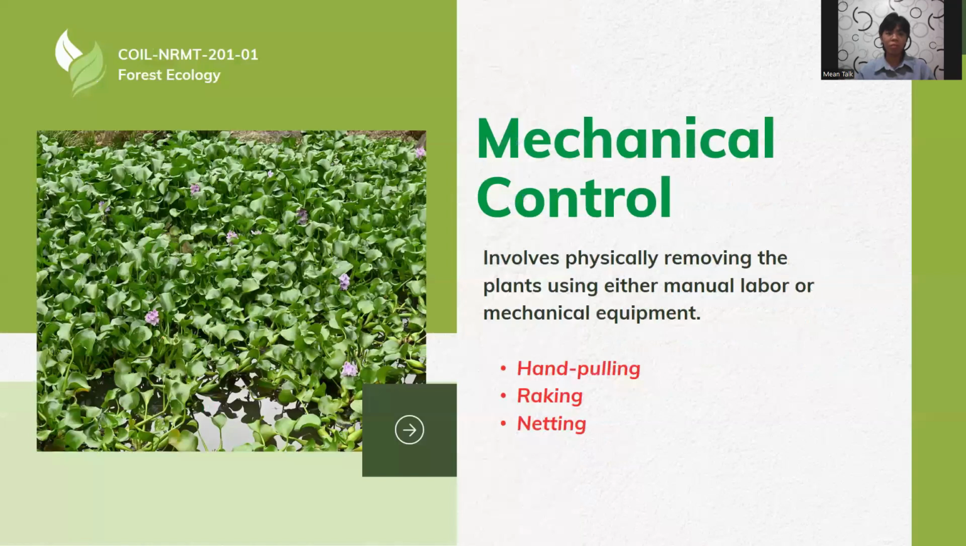So first we have the mechanical control. When we say mechanical control, it involves physical removal using manual labor for small infestations such as hand pulling, raking, or netting, which are labor intensive. Larger infestations require mechanical harvesters or cutter boats to quickly clear waterways and restore navigation. However, this method is costly due to equipment, fuel, and biomass disposal expenses.